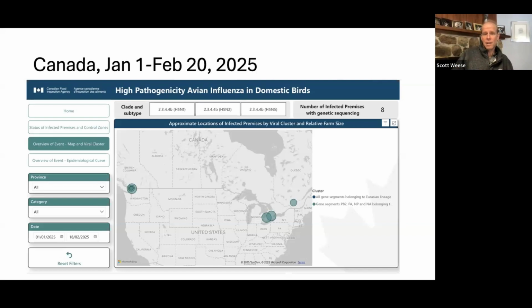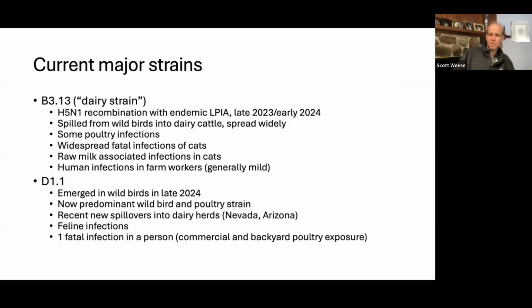You can see it's not very well distributed in Canada. This is just the last 2 months, or a little less than 2 months. But BC has been a hotbed. Ontario has had multiple farms that have been affected. So we still are seeing it, not to the degree they're seeing it in the US. And there are probably a few reasons for that, and climate is one that helps us out here.